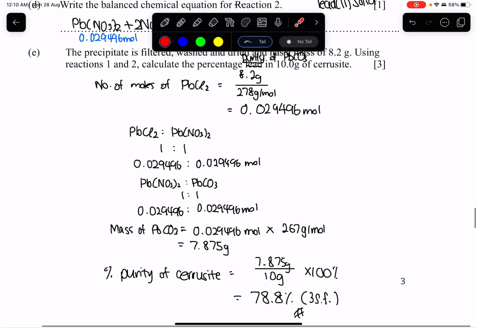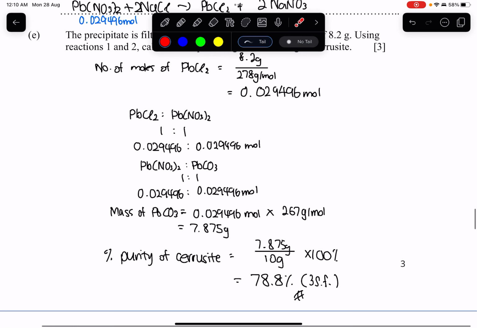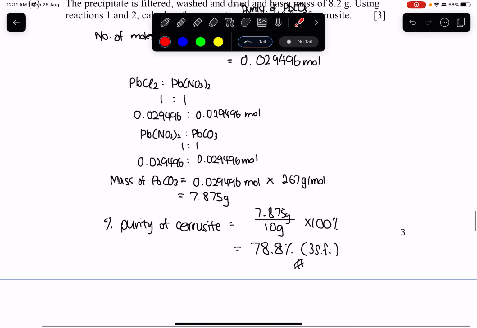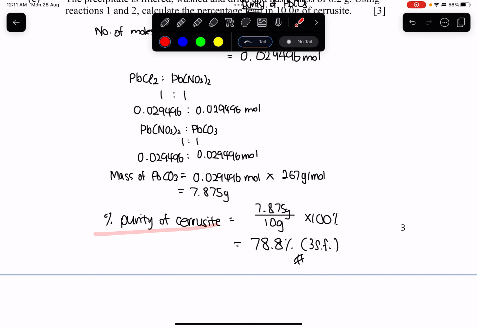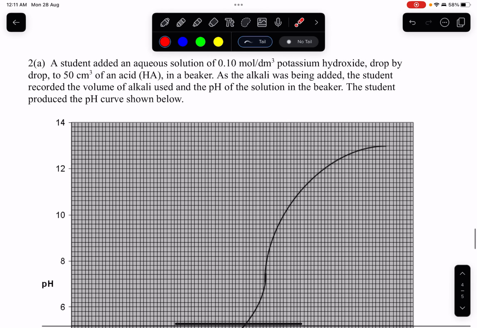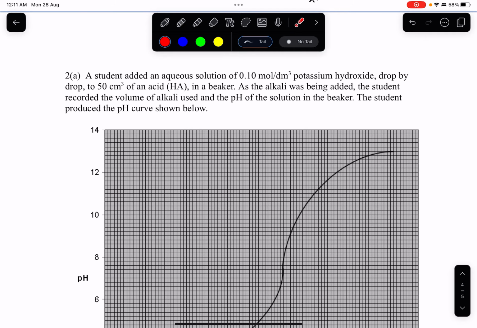Okay, so since the mole ratio is all 1:1, moles of PbCO3 will be 0.029496 mole. Then to find the mass of PbCO3, you'll just take that moles times 267 grams per mole. You'll get 7.875 grams of pure PbCO3. To find percentage purity, you'll just take that mass divided by the original 10 grams of impure cerussite times 100%. You'll get 78.8% to 3 SF.